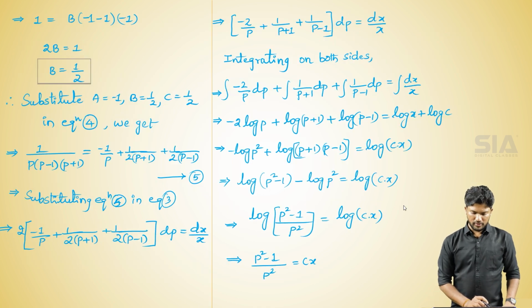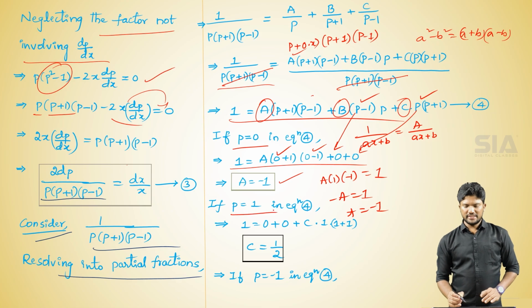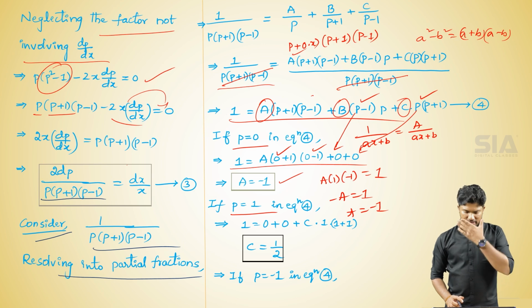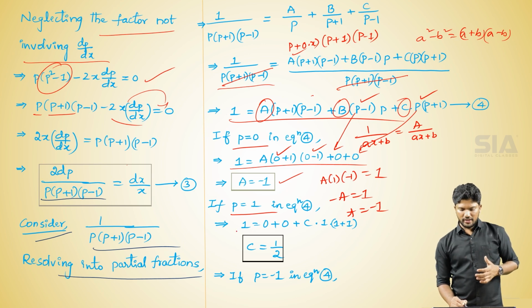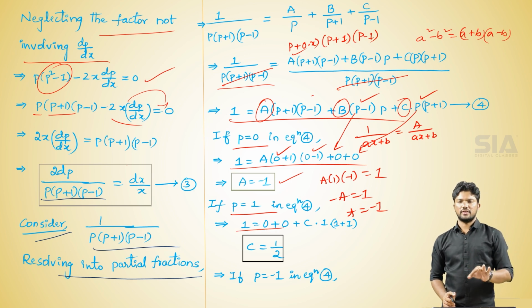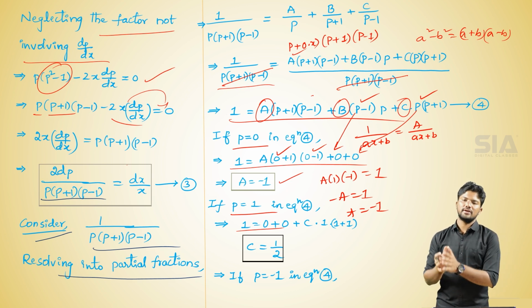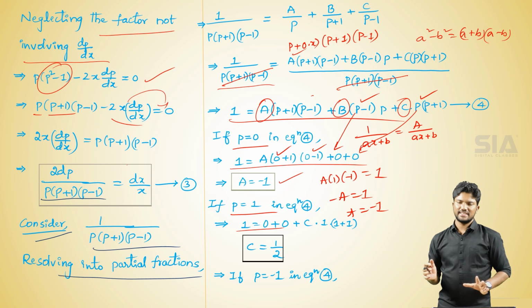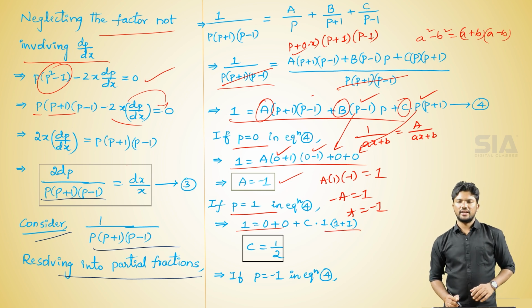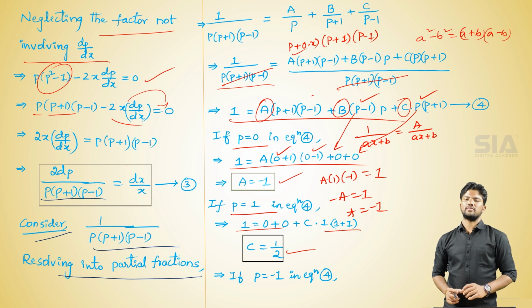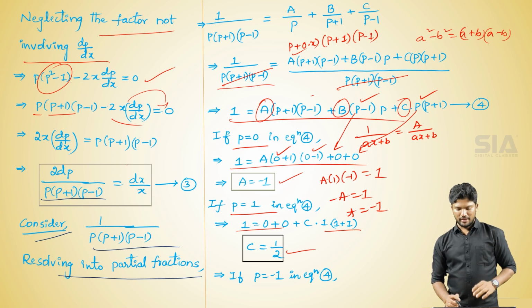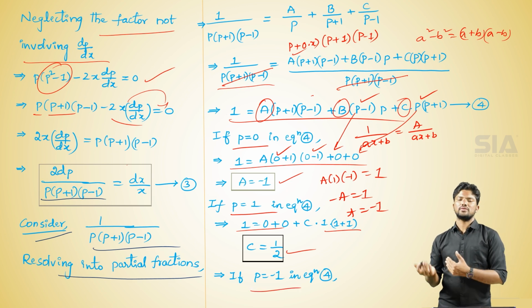Now if you substitute p equal to 1 in equation number 4, LHS is 1 only. When you substitute p equal to 1, the A term becomes 0 and the B term becomes 0, and you only get the C term, C into 1 into 1 plus 1. So from that you will get C is equal to 1 by 2. To get capital B value, substitute p equal to minus 1.